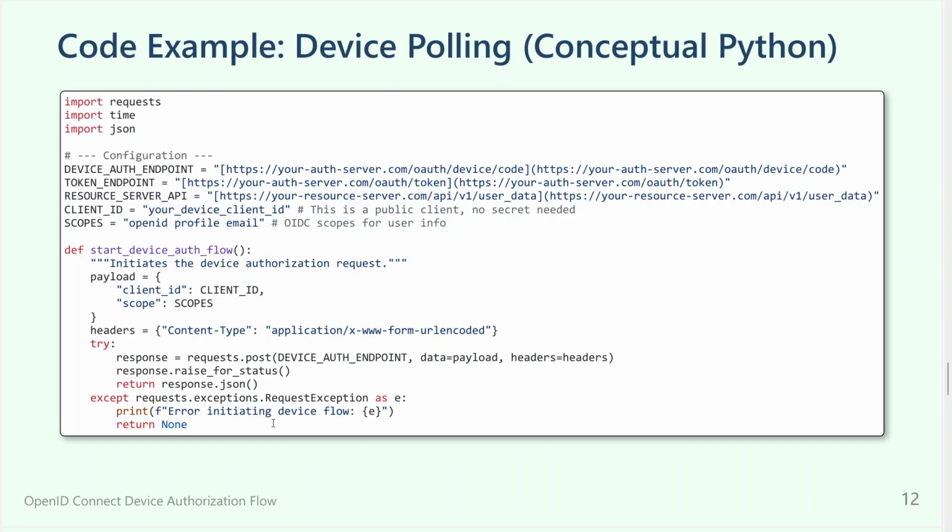If you want to see some code example, it's quite simple. This is Python, but you can read it if you know how to develop an application. First it starts the device authorization flow. It initiates the device authorization request, meaning that you have a payload, which is the client ID and scope.